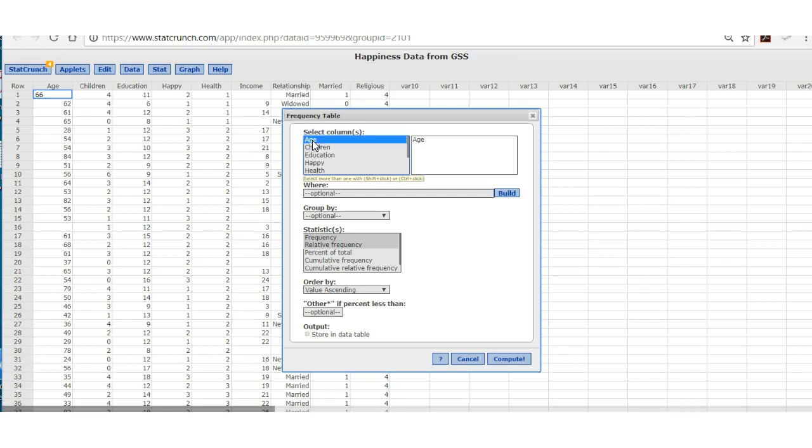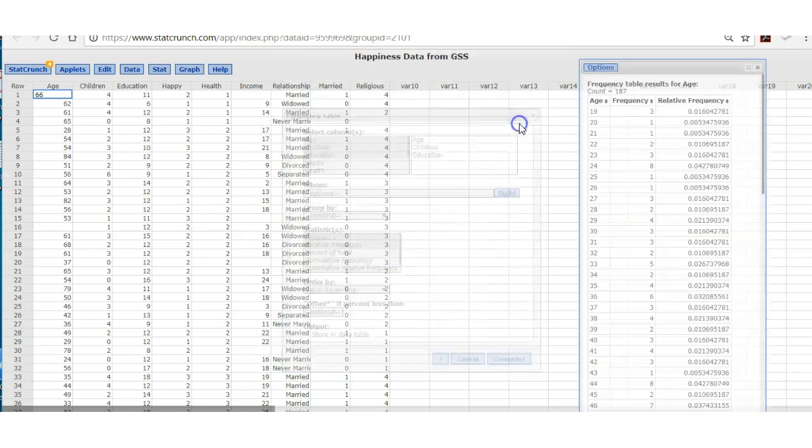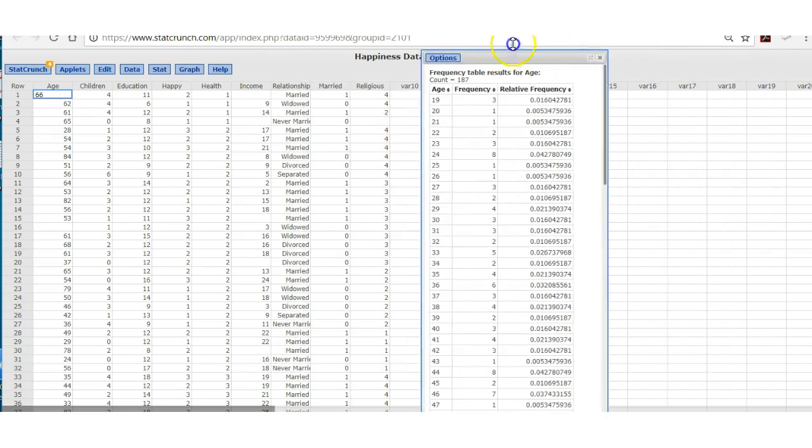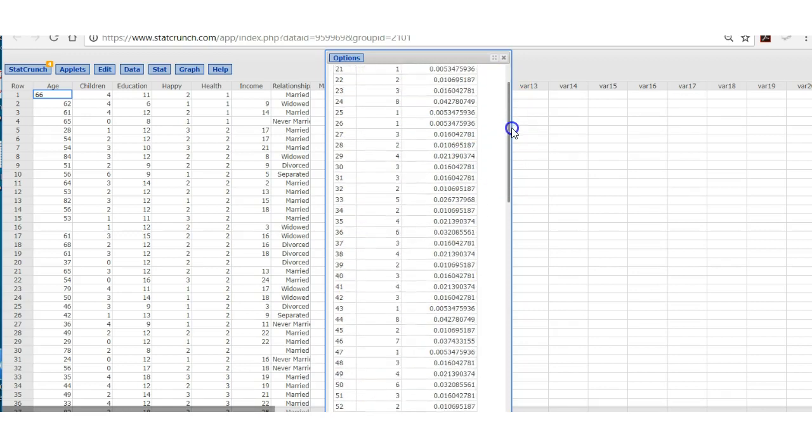So our three quantitative variables in this set are age, children, and education. And I'm going to leave this so it does the frequency and the relative frequency. Now this is another one where we have lots of different values for the ages since the people were just giving their age. So it asks if we want to turn on binning. I'm going to do it first where we don't turn on the binning so you can see what happens. If you don't ask it to turn on binning, then it's going to give you one for each different age that was listed in the data set.